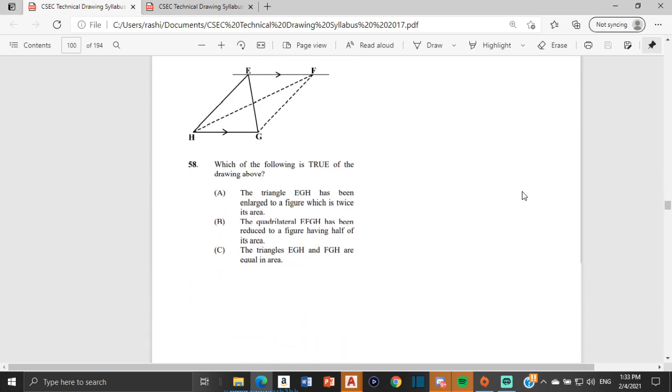Number 58 says, which of the following is true of the drawing above? The triangle EGH has been enlarged to a figure which is twice its area. No. The quadrilateral EFGH has been reduced to a figure having half of its area. And C, the triangles EGH and FGH are equal in area. Once the triangles have the same base and the same height, they're going to be equal in area. Alright, so the answer would be C. The triangles are equal in area.